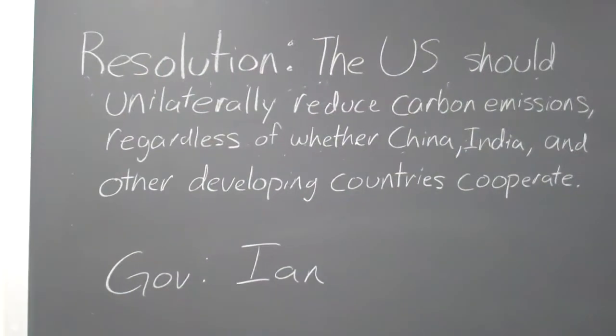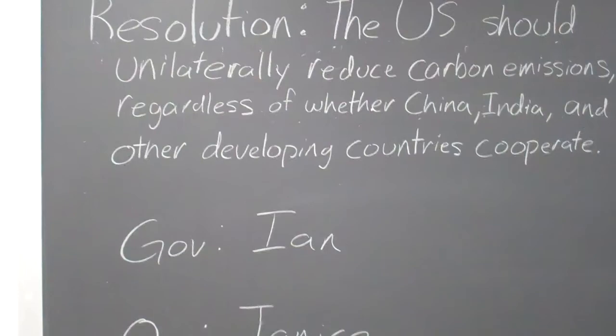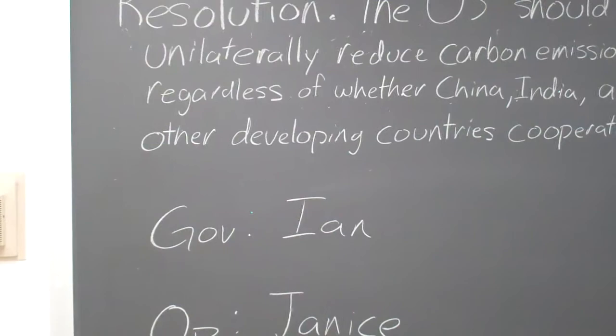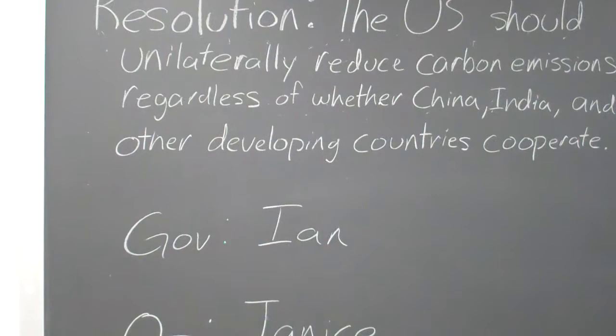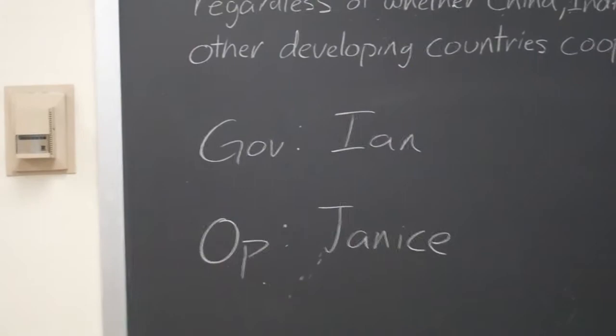We are gathered at UCLA on the 11th of December, to debate the resolution that the U.S. should unilaterally reduce carbon emissions, regardless of whether China, India, and other developing countries cooperate. On the government will be Ian, and the opposition, Janice.